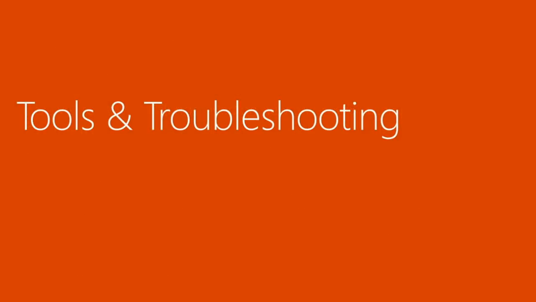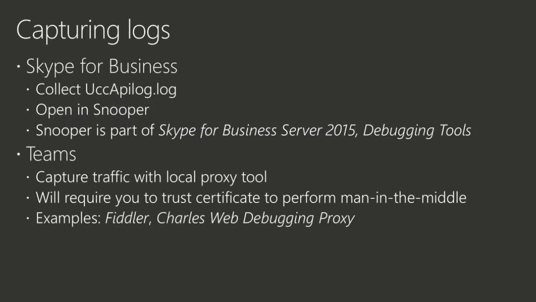Okay, so now hopefully we understand in every detail how all of this works. Now a few tips on troubleshooting. Capturing logs, Skype for Business, super easy. There's a log, it's called UCC API log. You can open that in Snooper. That was the tool that I showed you.